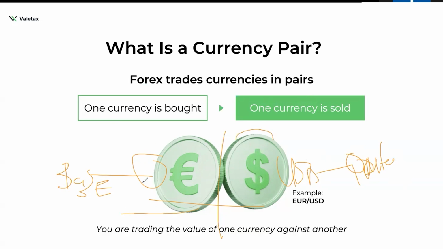So if we say we are buying Euro USD, it means that the euro is of better value and appreciating over the value of the USD. But if we say we are selling Euro USD, it means that the value of the euro is depreciating over the value of the USD. So we would be selling the euro for more USD if the euro is weak, or we would be buying the euro if the USD is weak.